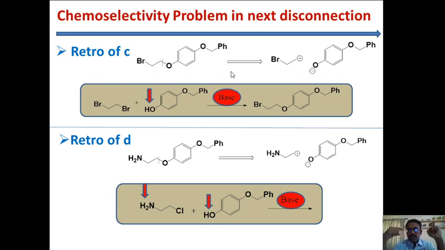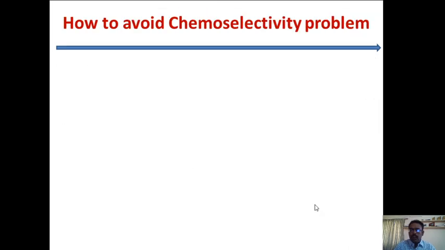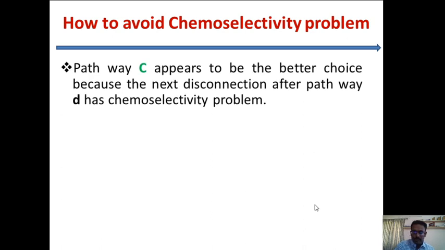Now we have chosen the pathway C. This is the best disconnecting pathway for the given target molecule. So now you are left with only one C-O bond that you can do. We already eliminated path D because of the chemoselectivity problem. Now we have chosen path C as the right disconnection for the given target molecule. Then how to avoid the chemoselectivity problem, that is the point you saw as guideline number 3.